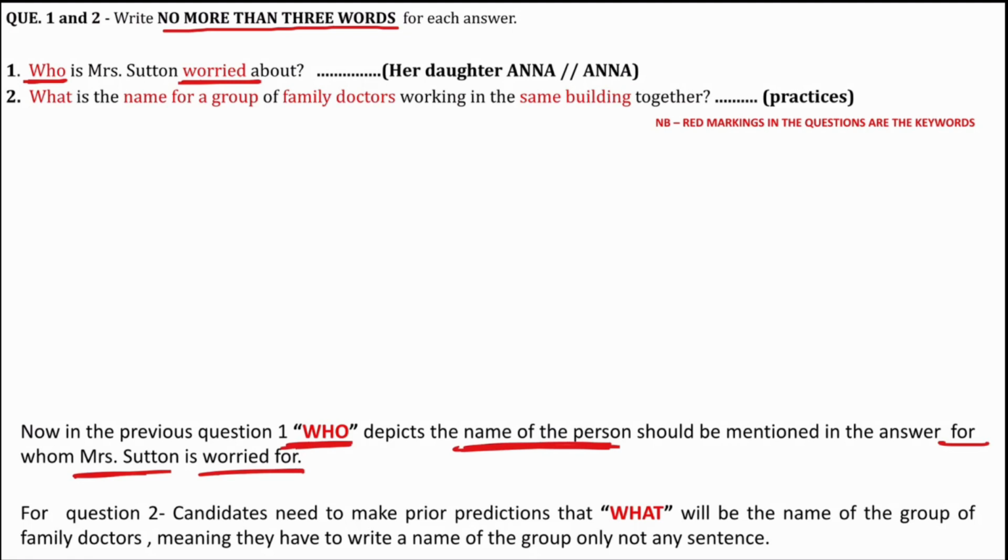Then for the next question it is written what is the name of the group of family doctors working in the same building together. So in red markings there are the keywords. How you will predict what will be the name of the group of family doctors. You need to write the name of the group of the family doctors, meaning you will write not the sentence but just the name of the group. You will not write the whole sentence what the speaker said in the conversation.